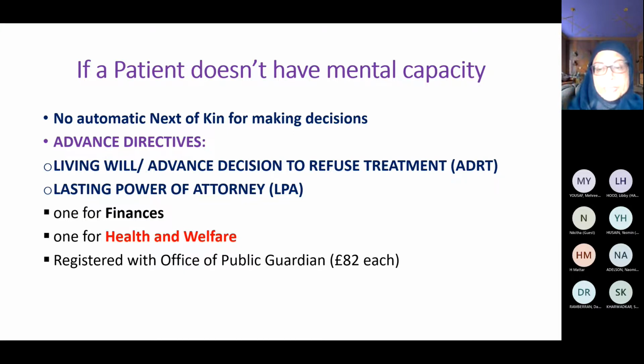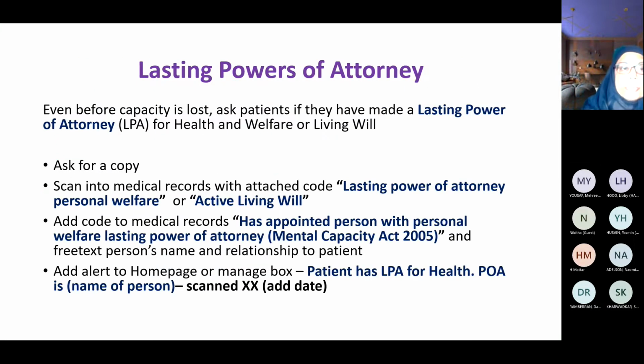For a lot of our patients, £82 each is too much. So actually any piece of paper, even a scrap of paper that they've written their name and address and date of birth, they've written down what they want and what they don't want, and they've signed it and they've had it witnessed, that counts. They can give it to us and we can scan it into their medical records. So even before capacity is lost, we should start asking our patients, have you made a lasting power of attorney for health and welfare or a living will? Ask for a copy. We can scan it in, we can code it.